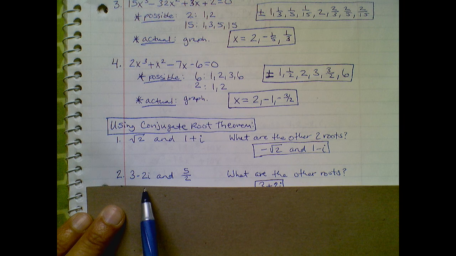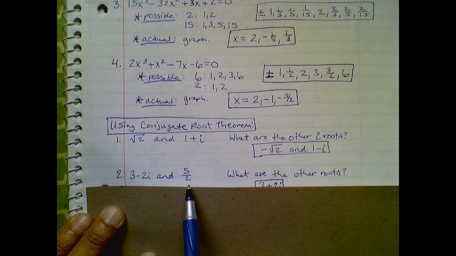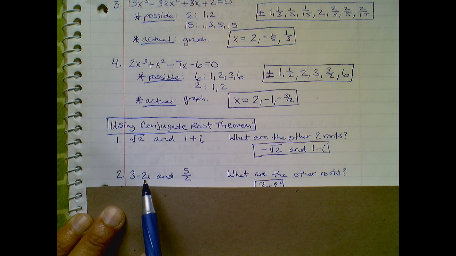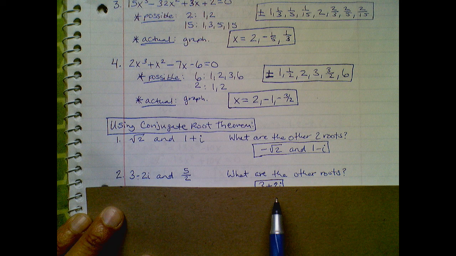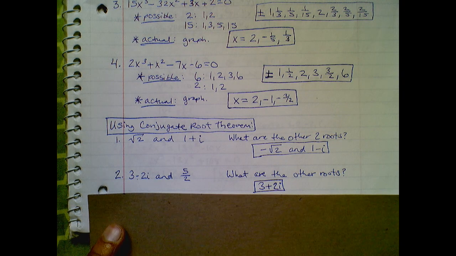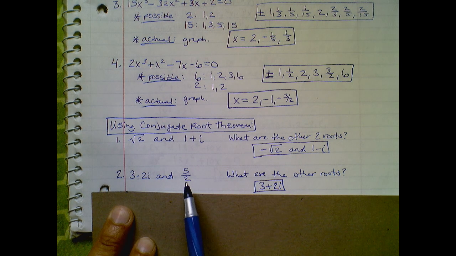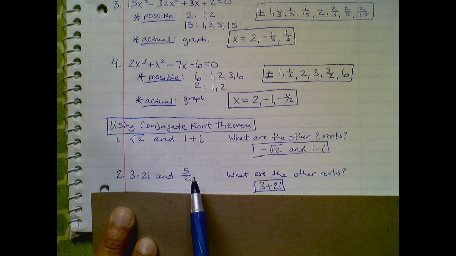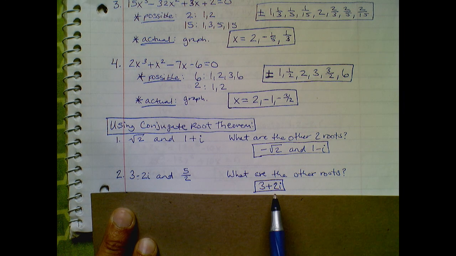So we have 3 minus 2i and 5/2. Now this one has an i, so there should be a plus or minus sign directly in front of it. So since this is one solution, the other one should be 3 plus 2i. Now this 5/2 is kind of tricking you here. There's not an i attached to it, and there's not a radical sign over it. So since it doesn't have either one of those, you wouldn't need the plus or minus sign in front of it. So the only other solution would be 3 plus 2i.